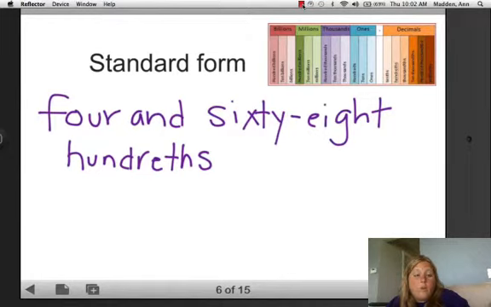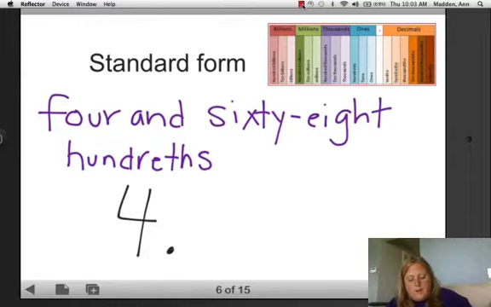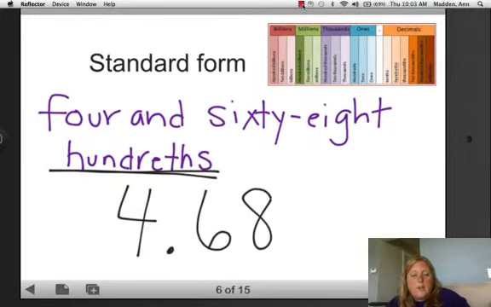Here's one that's in word form for us. 4 and 68 hundredths. Let's see how I would write this one out. 4 and, anytime you see and, it's a decimal point. 4 and 68, I hear the number 68, and I have to make sure that it ends in the hundredths spot. The hundredths spot is 2 place values over, 1, 2. I've got it correct. 4 and 68 hundredths.